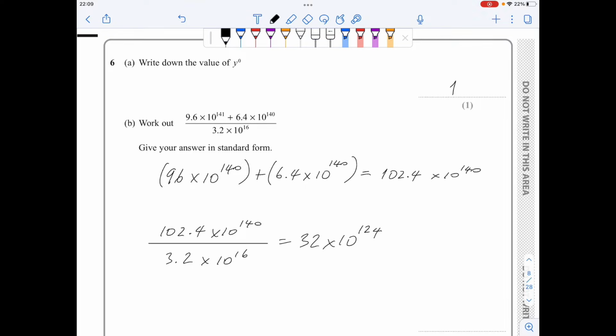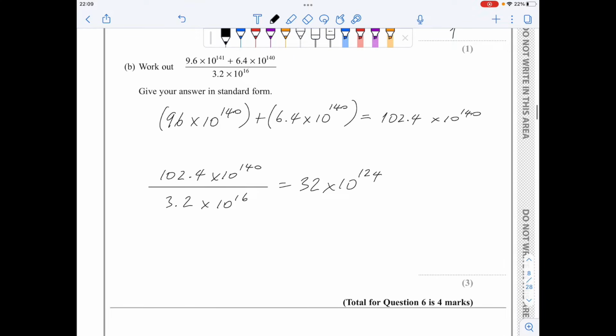124. This is not in standard form. To turn it into standard form, I need to take away a factor of 10 from here and pass it on to the 10 to the 124. So final answer, 3.2 times 10 to the 125.